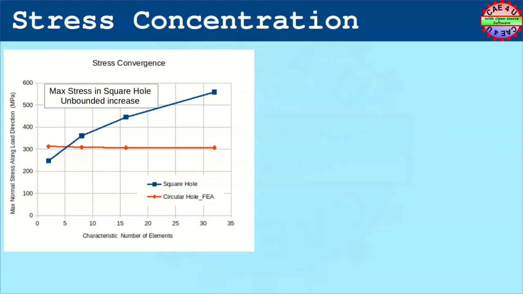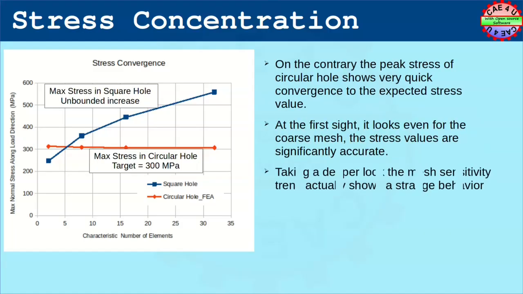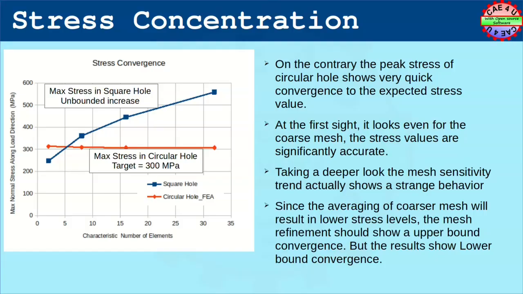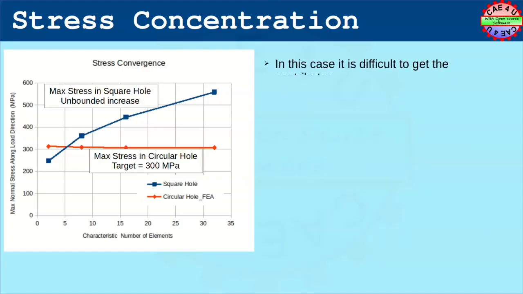On the contrary, the peak stress of the circular hole shows very quick convergence to the expected stress value. At first look, it appears that even for a coarse mesh the stress values are significantly accurate. Taking a deeper look, the mesh sensitivity trend actually shows a strange behavior, since the averaging of stress in a coarse mesh will result in lower stress levels. The mesh refinement should actually show an upper bound convergence, but the results show lower bound convergence. In this case, it is difficult to find the contributor.